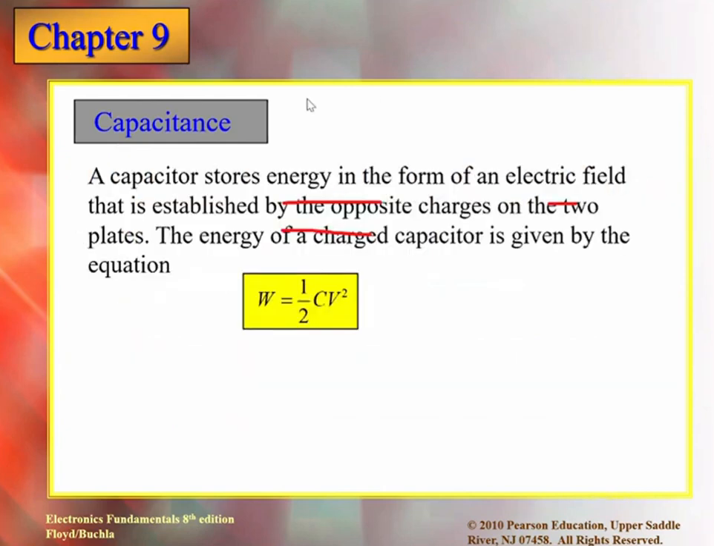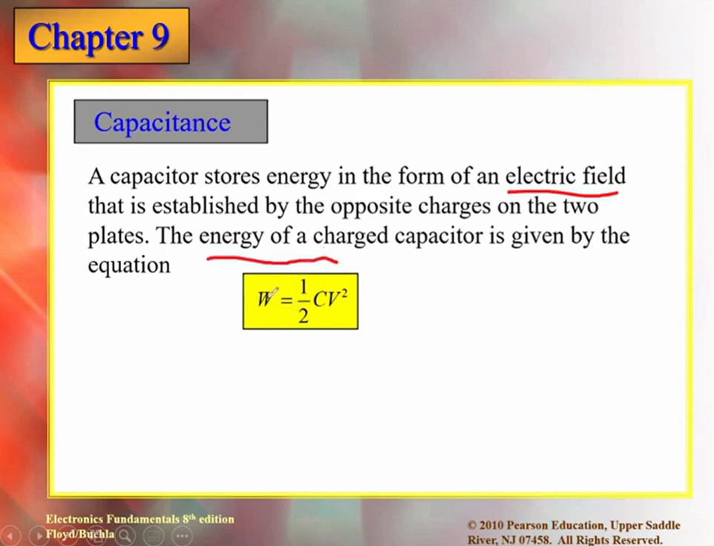Now, guys, the second thing is that the capacitor stores energy in the form of an electric field. I told you how the capacitor stores the energy. It is stored in the form of charges, or what we call the electric field, because it is positive and negative. That is established by the two opposite charges on the capacitor plates. The energy of the charged capacitor is given by the equation, so we can calculate how much energy it is storing.